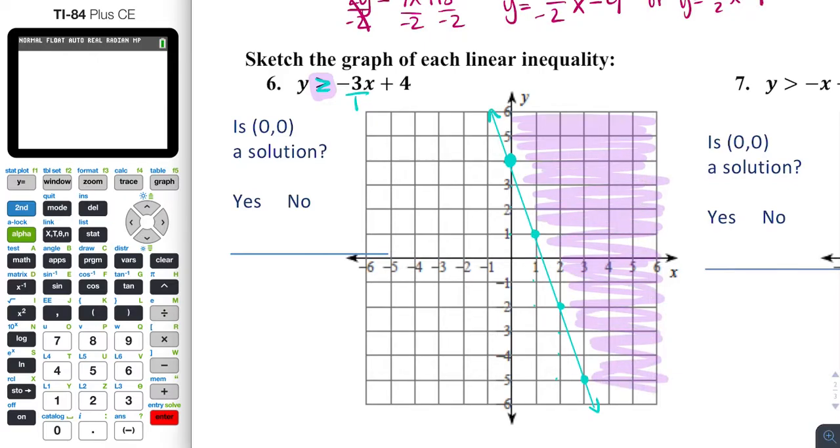Then our last thing, it says is 0, 0 a solution. So to be in the solution, it's in the shaded part. And 0, 0 is going to be this point right here, right at our origin. So since 0, 0 is not in the shaded part, it is not a solution.